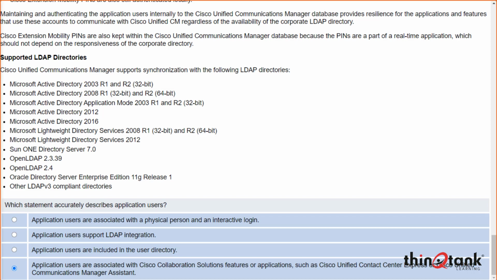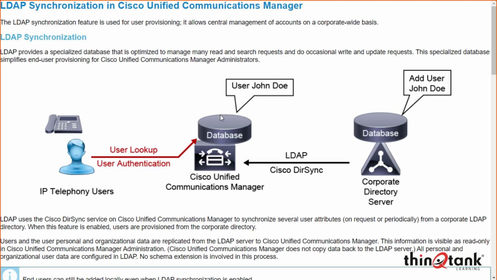All right. So let's start by talking about the synchronization aspect. Remember, LDAP synchronization provides us the ability to synchronize the database that's stored in LDAP into Unified Communications Manager. LDAP uses the Cisco Directory Sync service on Call Manager to synchronize those attributes. Like I said, you could do that manually or you could do it periodically. The feature is not enabled by default.